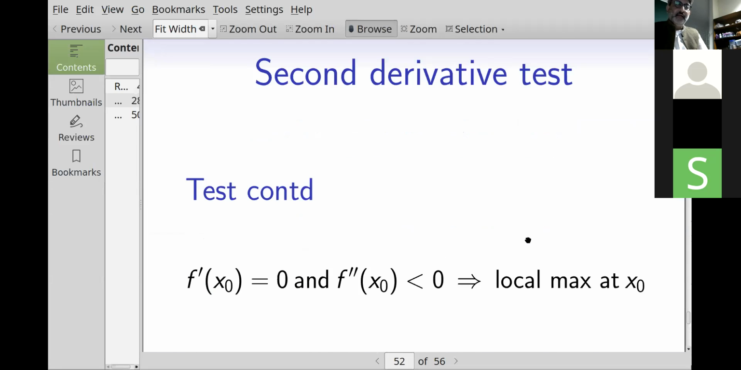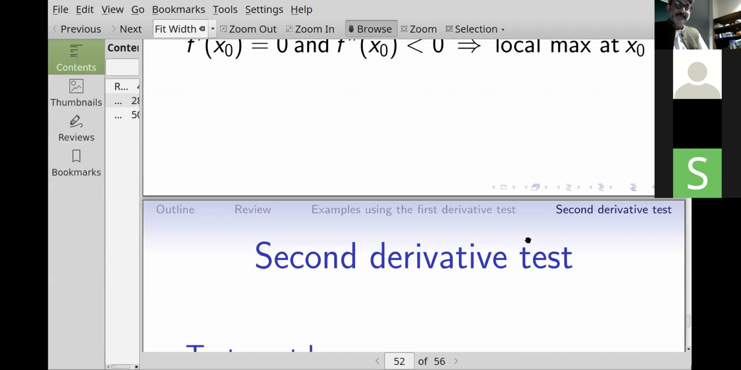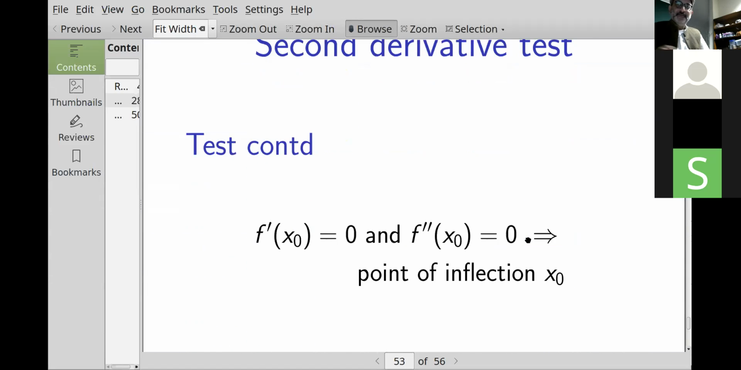Okay? And then the other thing that could happen is that you've got a critical point x0 where the derivative is equal to 0, and the second derivative also exists at the critical point, and it's also equal to 0. Then that's neither a local max nor a local min, and it's a point of inflection at x0. Okay. So what is the point of inflection, by the way?